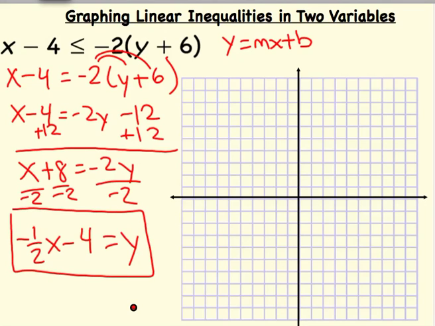And the y-intercept is negative 4. So I'm going to plot that point. And the slope is negative 1/2, so I'm going to go down 1, right 2 from this point. And then I'm going to plot that line, and that line is going to be solid because this is an inclusive symbol, less than or equal to.